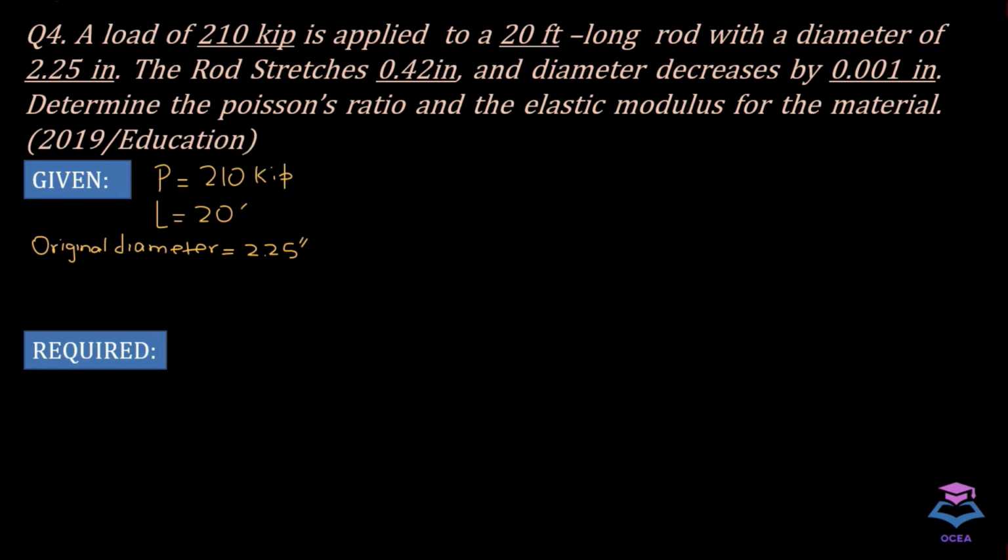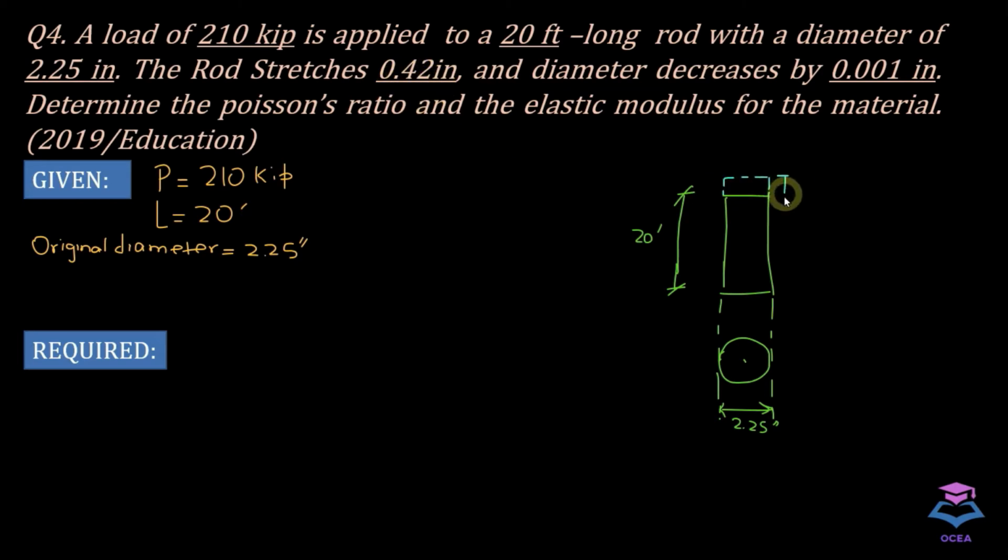Let me draw a figure for this question. So I have a 20 feet long rod and it has a diameter of 2.25 inches. The rod stretches 0.42 inch. It means that there is deformation in the longitudinal direction. Since the rod stretches or elongates, the nature of the load applied to it will be tensile in nature. So 210 kip is basically stretching this rod.